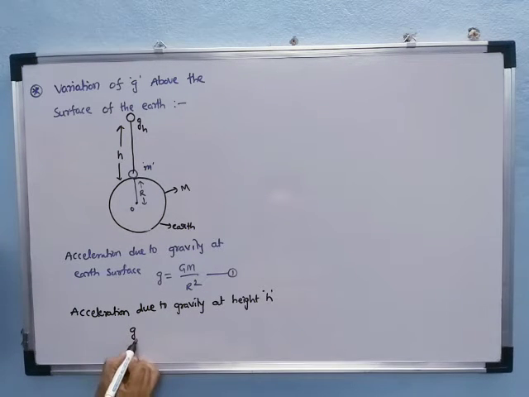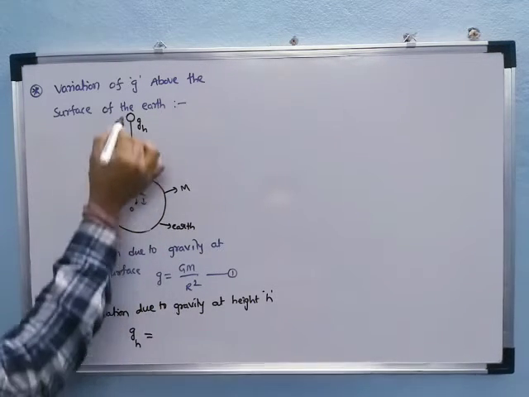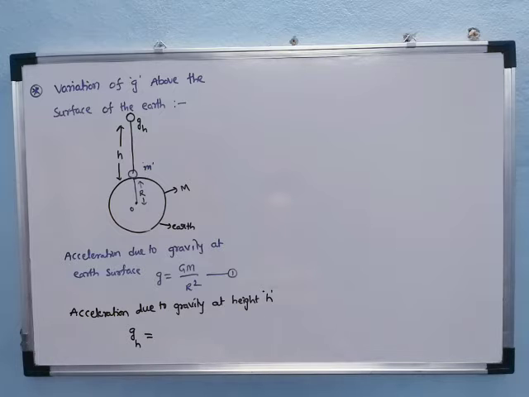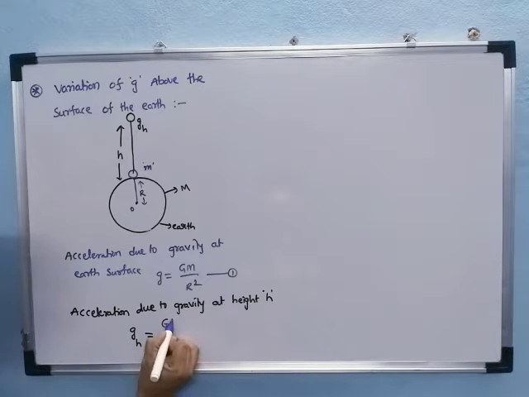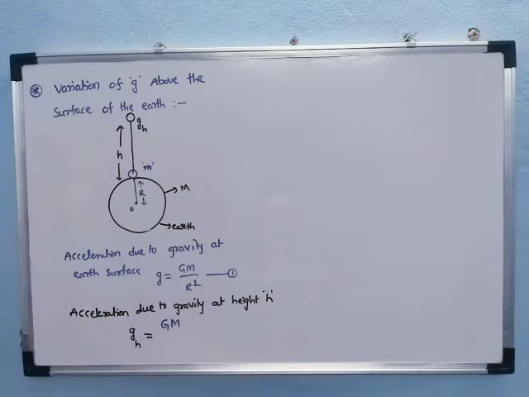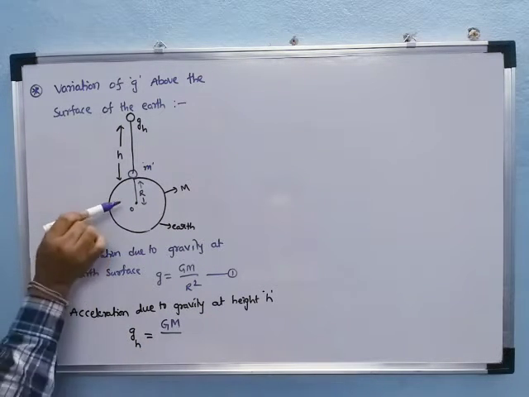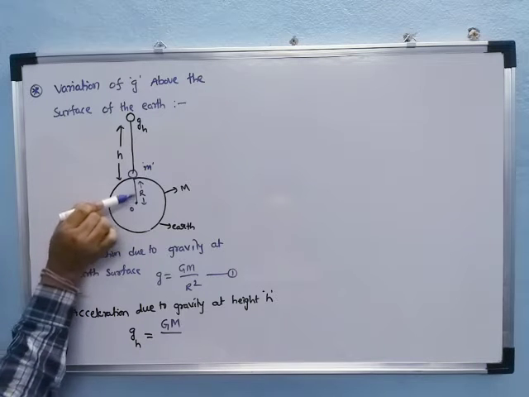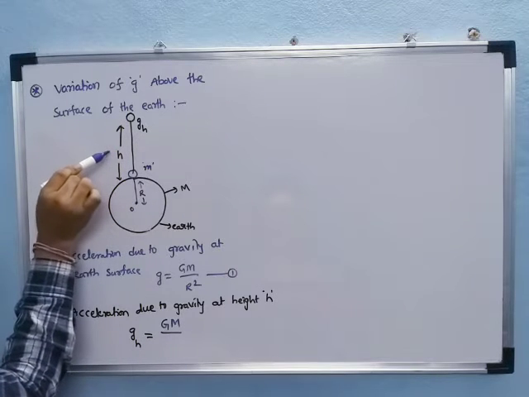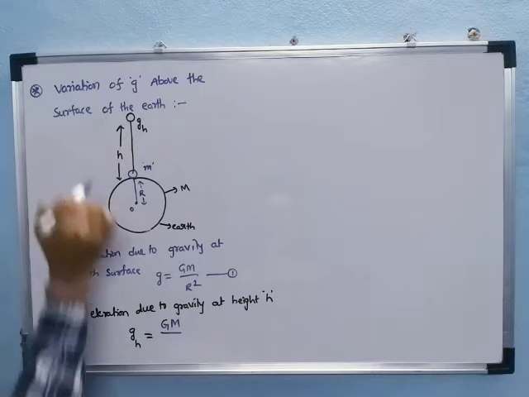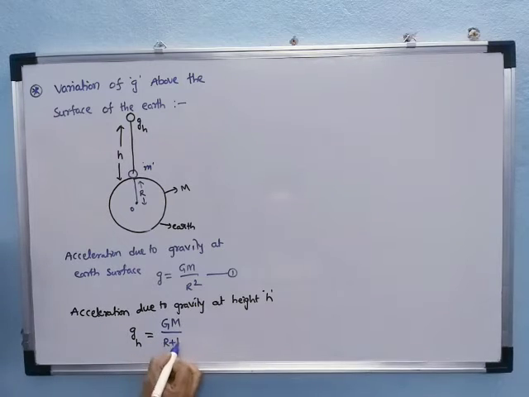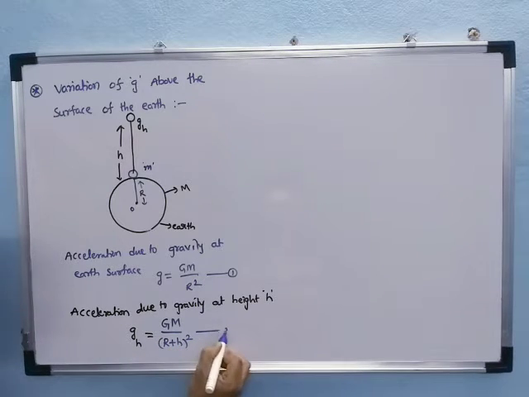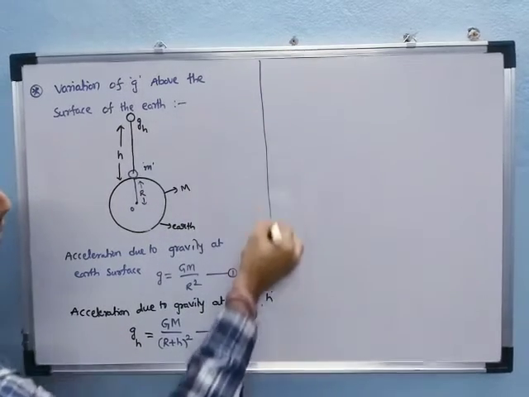See, this is gh, the acceleration due to gravity at height h, and G is the universal gravitational constant, and M is the mass of the Earth, which does not change, divided by r square. Here r is the distance between the two particles, from the center of the Earth to the lifted particle. With height h, the total is R plus h whole square. This is equation number 2.